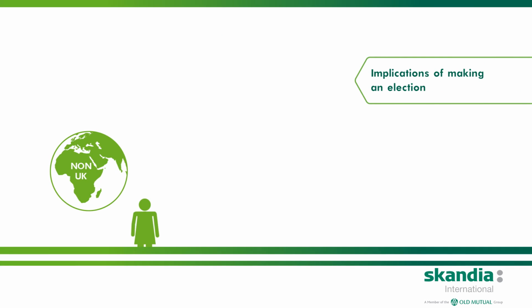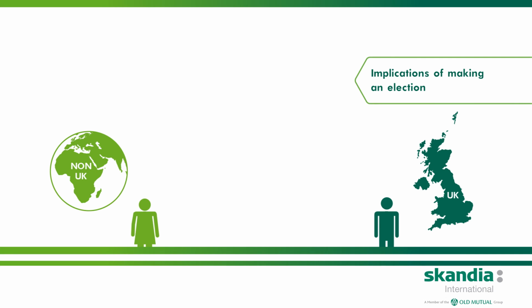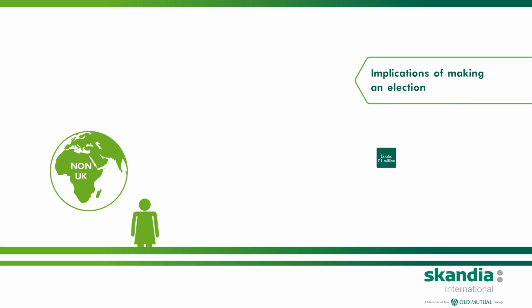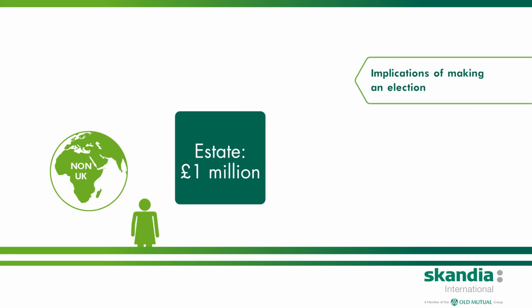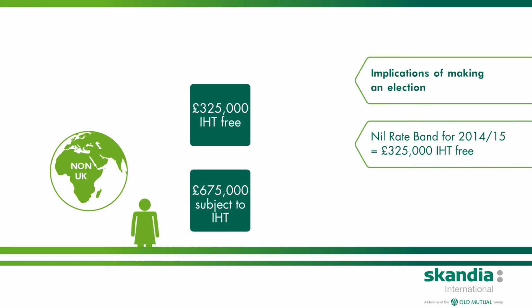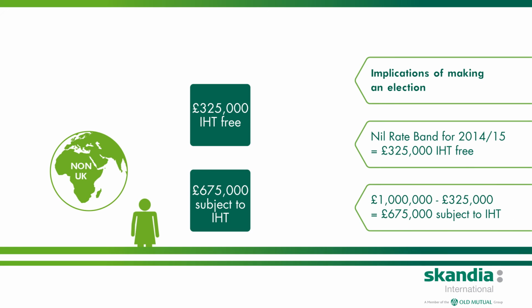Elizabeth is a non-UK domicile and is married to Andrew, who is UK domicile. Andrew dies and leaves his whole estate totalling £1 million to his wife. Whilst £325,000 would be IHT free, the additional £675,000 would be subject to IHT.